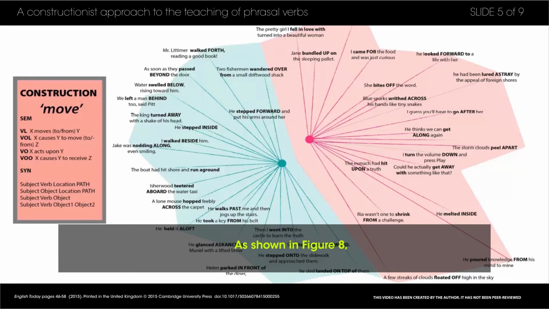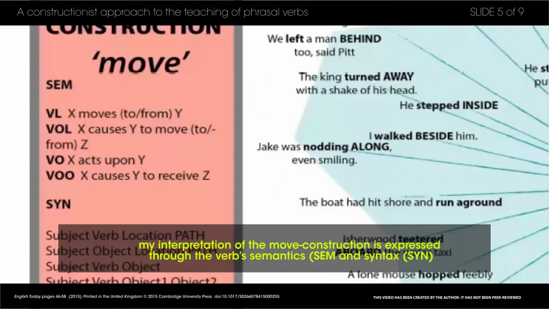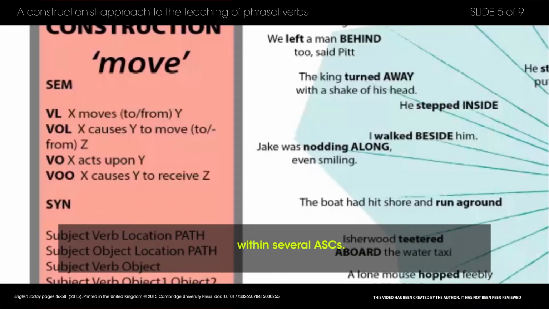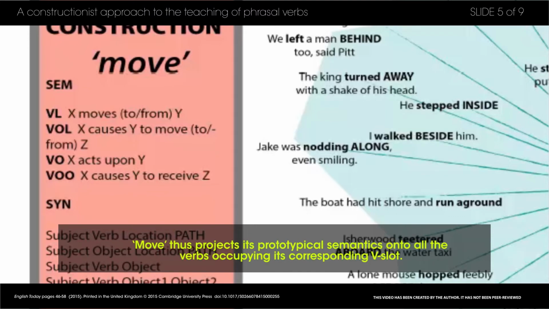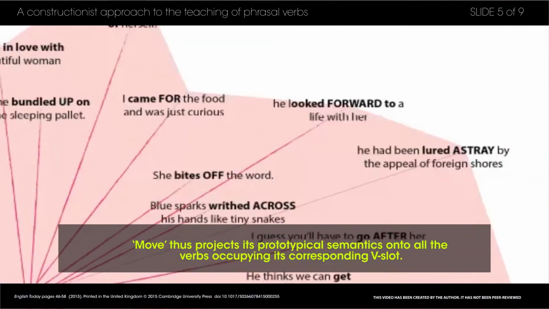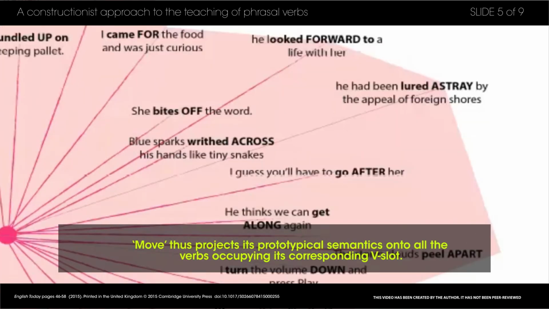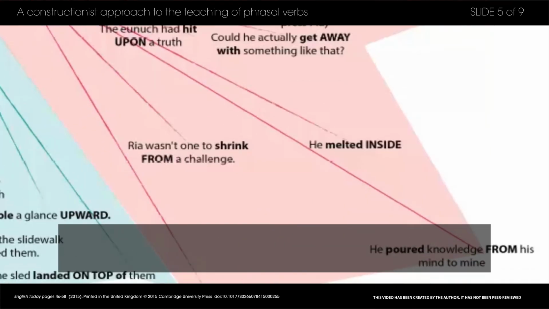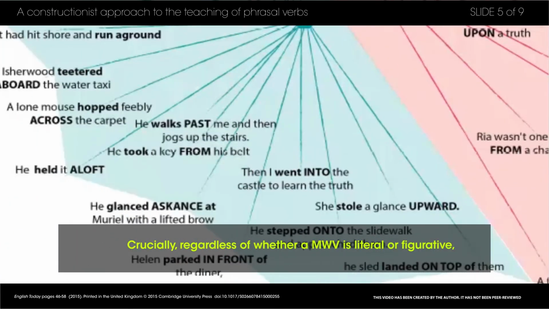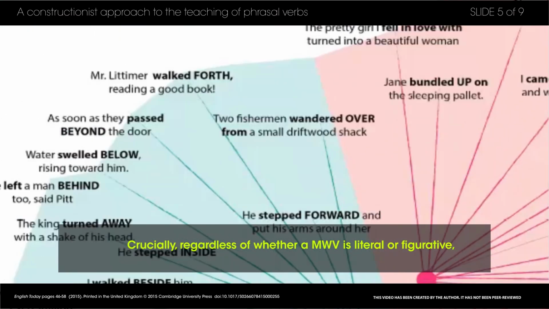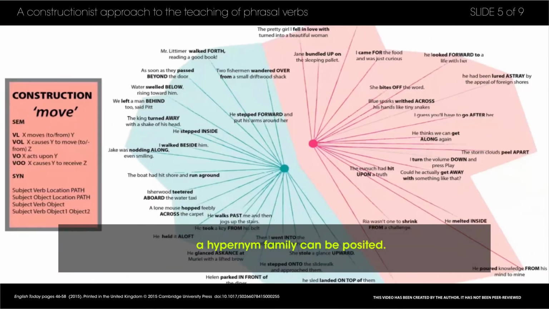By way of example, the verb move groups some of the multiword verbs inheriting their meaning from this verb within specific ASCs. As shown in Figure 8, my interpretation of the move construction is expressed through the verb semantics and syntax within several ASCs. Move thus projects its prototypical semantics onto all the verbs occupying its corresponding verb slot. Crucially, regardless of whether the multiword verb is literal or figurative, a hypernym family can be posited.